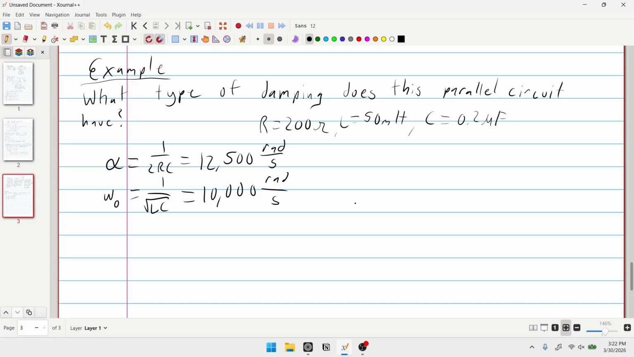And so now it's time to compare alpha and omega naught. We see that alpha is greater than our natural frequency. So this is overdamped. Okay, and that is our answer.